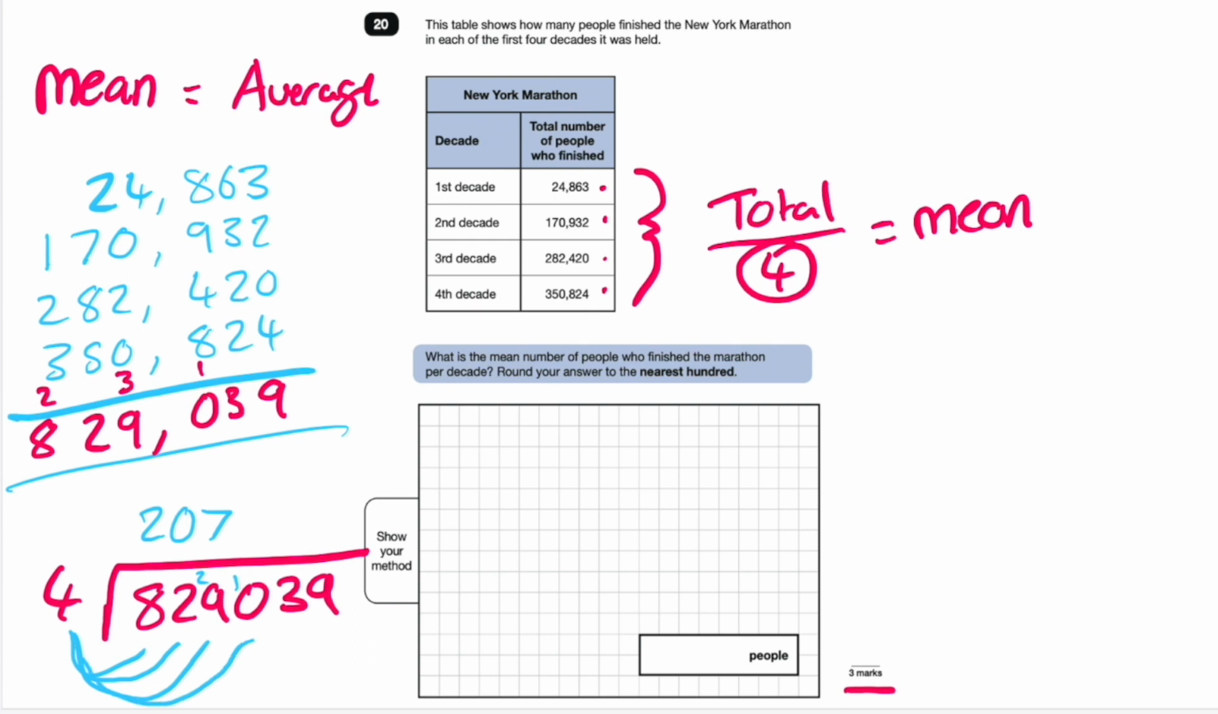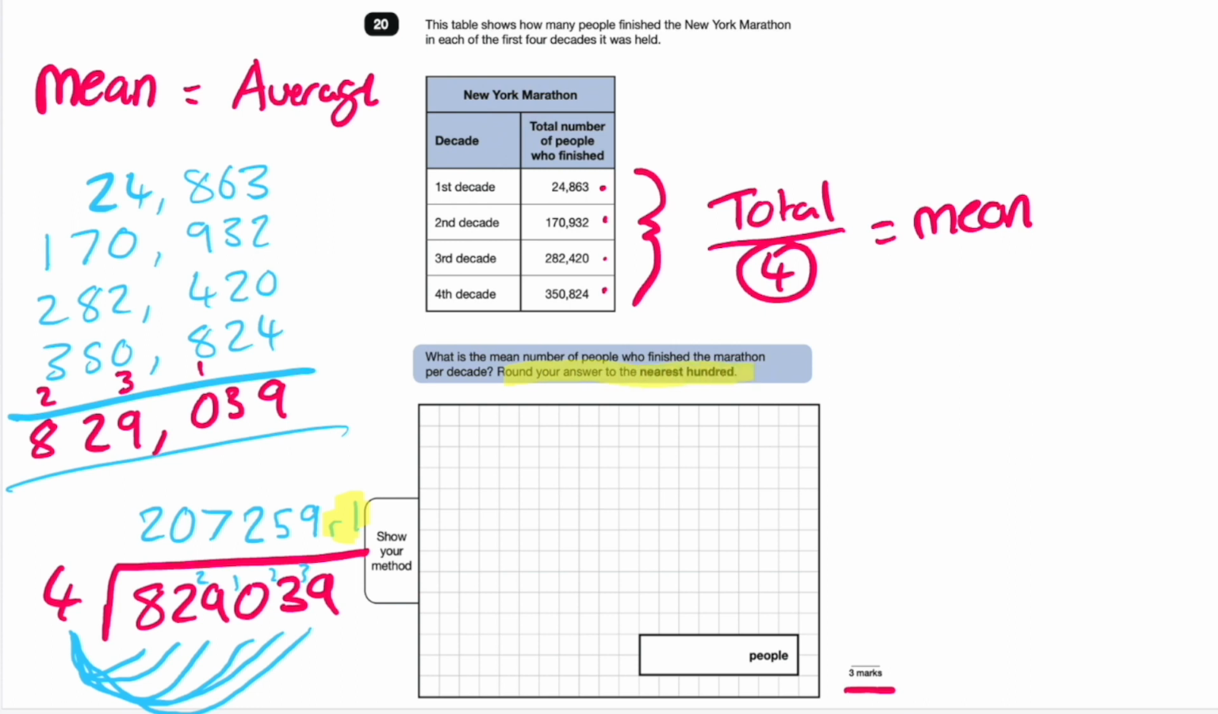How many 4s are there in 10? There are 2 with 2 left over. How many 4s are there in 23? There are 5 with 3 left over. And then how many 4s are there in 39? Well, there are 9 with 1 left over. So we have a remainder, but that shouldn't matter because we're rounding our number to the nearest 100.